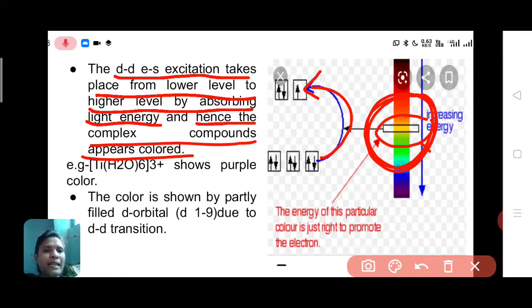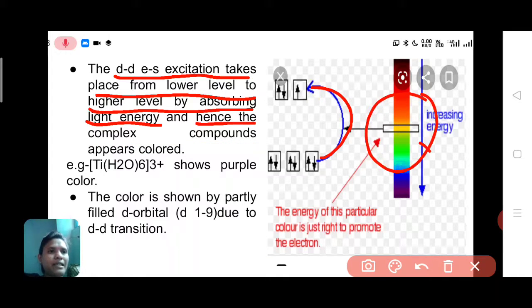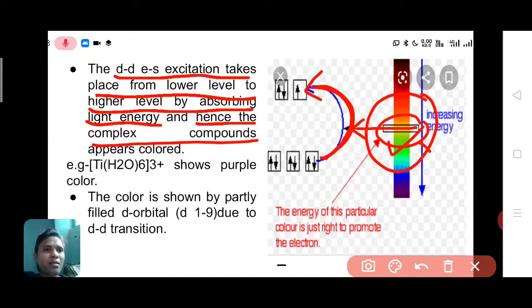You know, in light energy there are 7 colors: violet, indigo, blue, green, yellow, orange, red. So these 7 colors are present in this light energy. See here in this picture, it is shown that the light energy of yellow color is suitable to promote this electron from lower energy level to higher energy level. So that's why by absorbing light energy of yellow color, any complex compound appears in this yellow color.